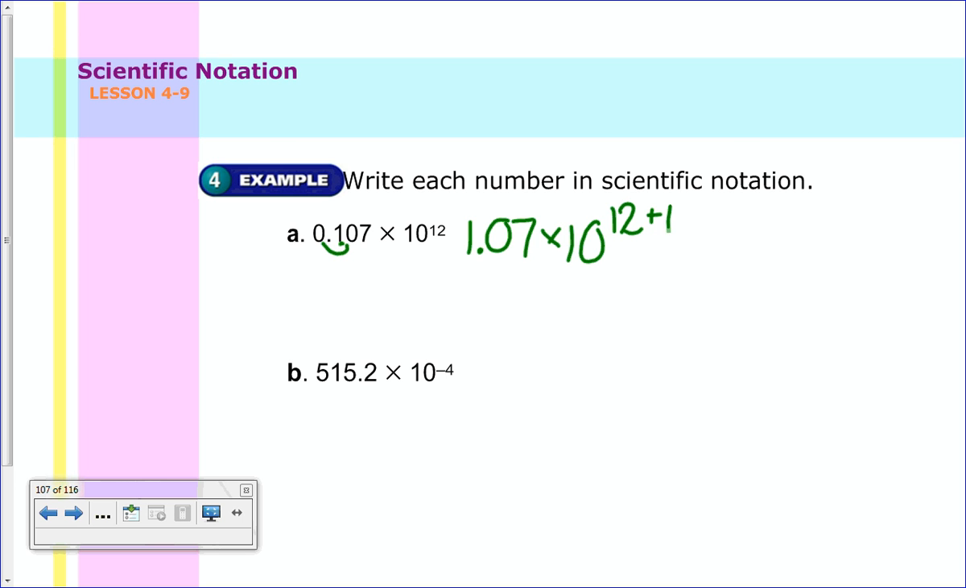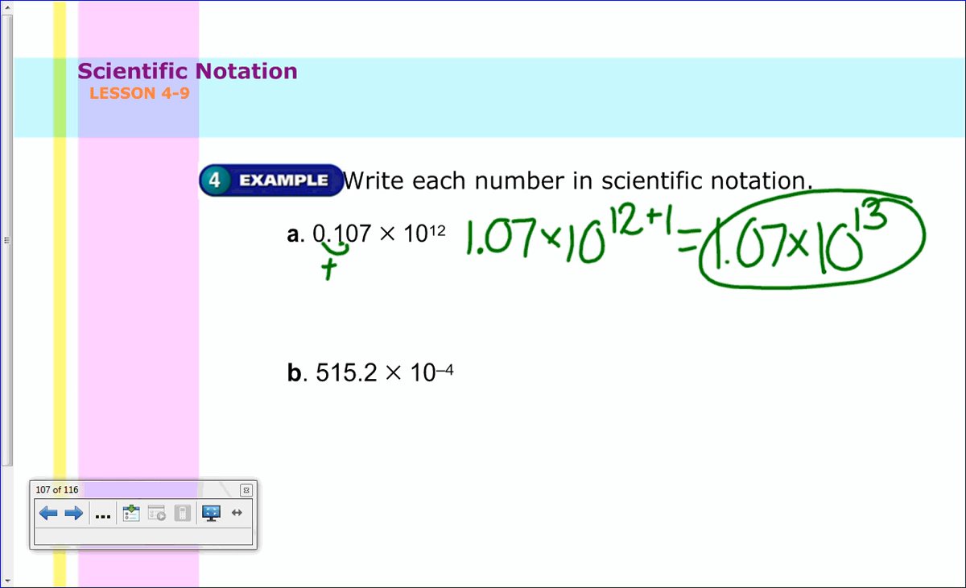So we added one more decimal, or times 10, to ours. So really what we have is 1 and 7/100ths times 10, well, 12 plus 1 to the 13th power. Because, again, we had to move the decimal 1 to the right. So here we do really the same idea.